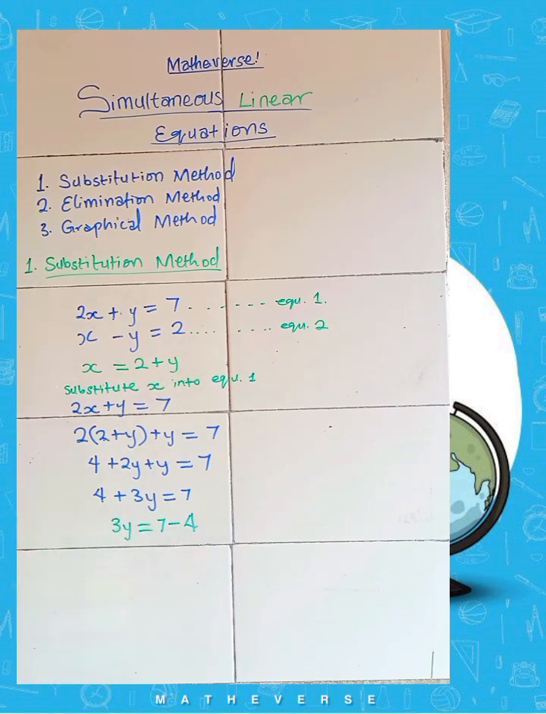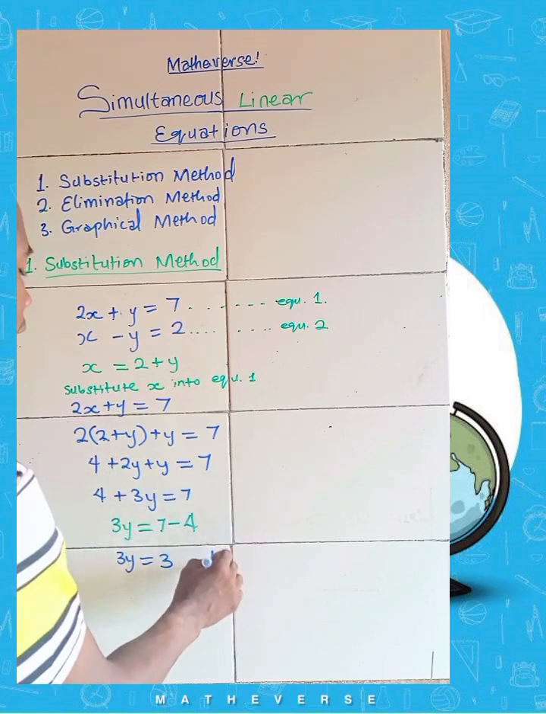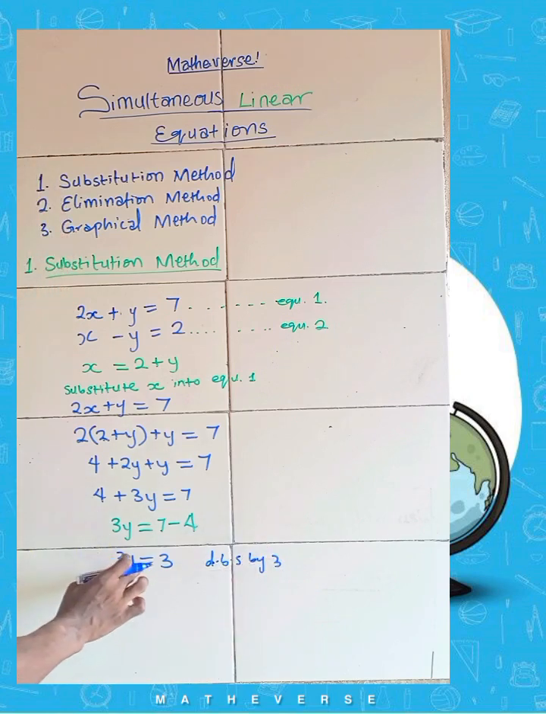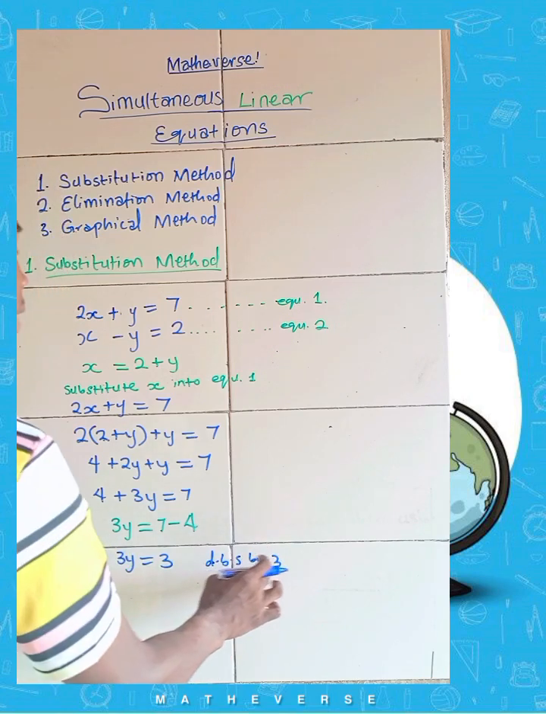That's the first part. Now, listen, we have to subtract 4 from 7. When we do that, we'll get 3y equals 3. Did you see that now? And now, to get what y is, because 3 is standing close to y, we then divide both sides by what? 3. Because 3 is standing close to y, divide both sides by 3.